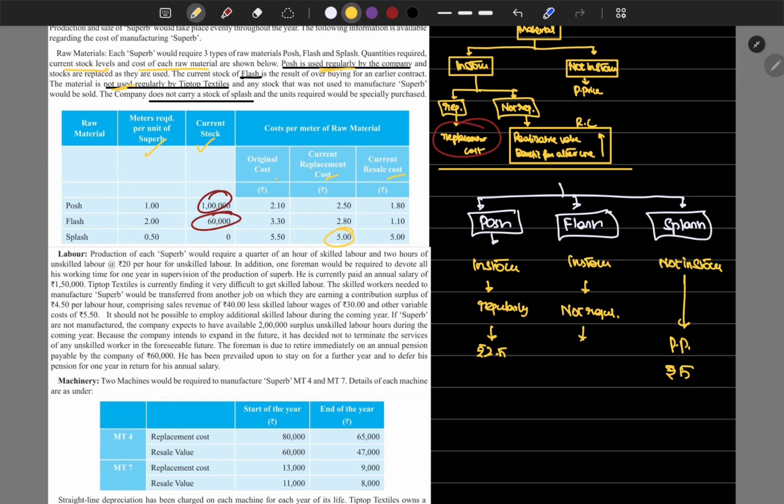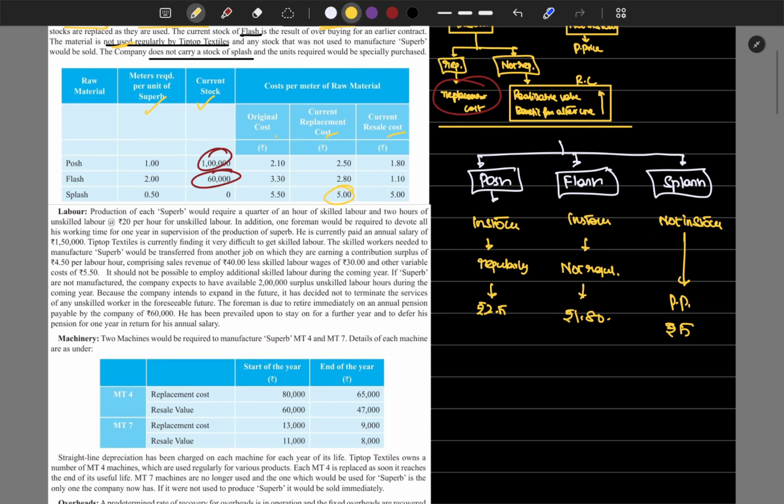What's the relevant cost for flash? Flash is in stock, but not regularly used. So if it is not regularly used, what cost do we have to take? We have to take the realizable value or benefit from alternate use. The question says any stock that was not used to manufacture super would be sold. So there is no alternate use for the raw material flash, so we consider realizable value, which is rupees 1.80 as our relevant cost. Okay.